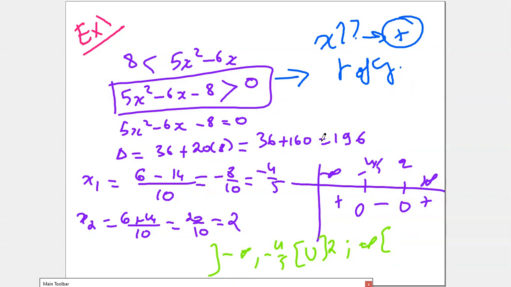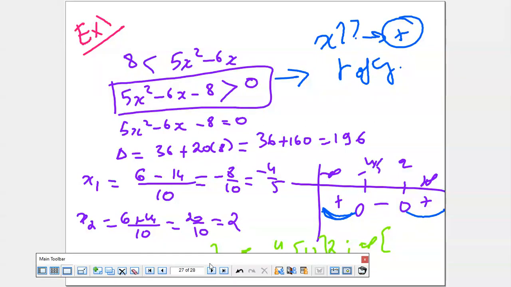I got delta positive, so I have two real roots: minus b minus radical delta over 2a, and minus b plus radical delta over 2a. And what is the rule? Same as a, opposite, same. A is 5, positive, so plus, minus, plus. Which part do we need? The positive part, and not equal to 0. It means I will take minus infinity to minus 4 over 5, union 2 to plus infinity.